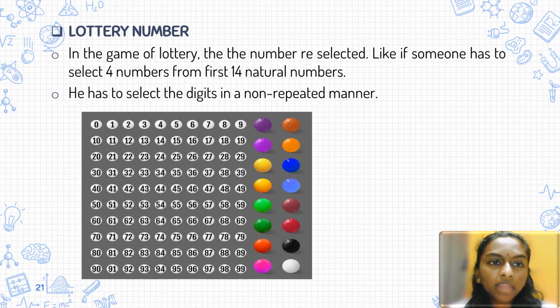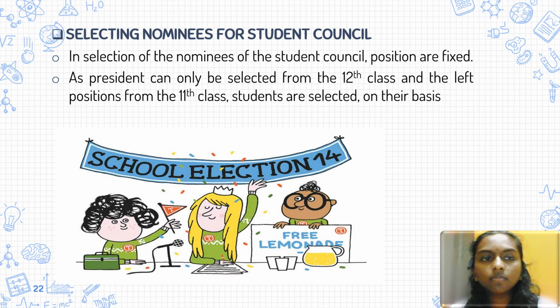Lottery numbers. In the game of lottery, the numbers are selected, like if someone has to select 4 numbers from the first 14 natural numbers, he has to select the digits in a non-repeated manner. The last application would be selecting nominees for student councils. In the selection of nominees for the student council, positions are fixed, as the president can only be selected from the 12th class and the remaining positions are selected from the 11th class students on their basis.